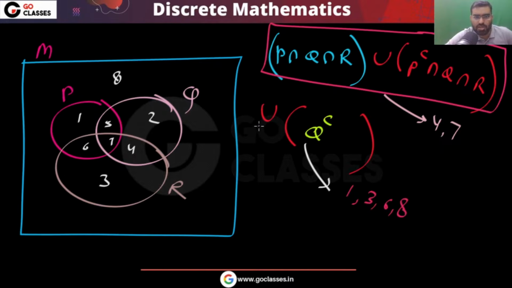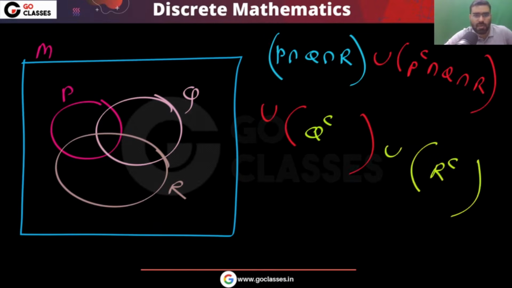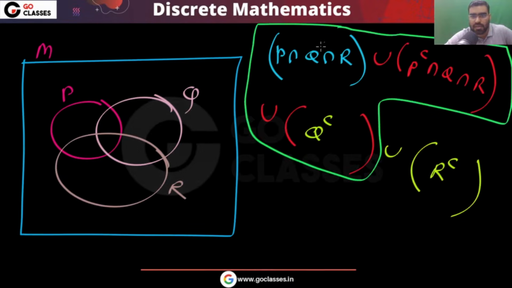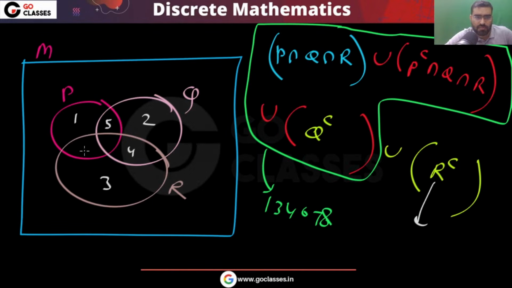So finally this union will give me what? This union will give me 1, 3, 4, 6, 7, 8. Okay, remember so far what I got: 1, 3, 4, 6, 7, 8. And what will this give me? R complement. What will R complement give me? This R complement will give me anything which is not in R. So it will give me 1, 2, 5, 8.